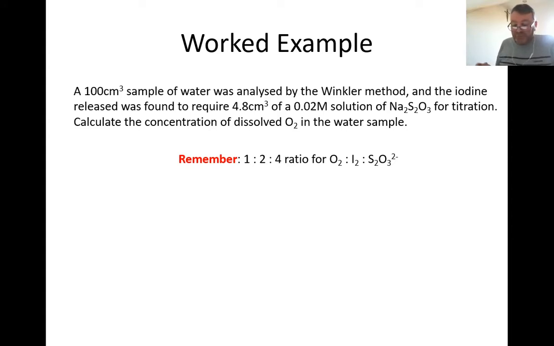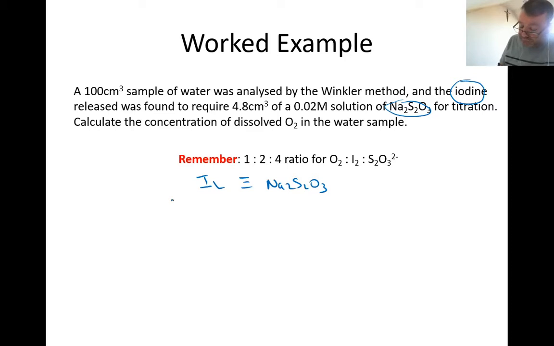This is the most important thing. A 100 centimeter sample of water was analysed by the Winkler method, and the iodine released was found to require 4.8 centimeters cubed of a 0.02 molar solution of Na2S2O3 for titration. Calculate the concentration of dissolved oxygen in the water sample. Okay, what are we doing? What are we titrating? We're titrating the iodine released versus the sodium thiosulfate. So therefore we're looking at iodine and Na2S2O3. They're the two things I'm going to titrate.